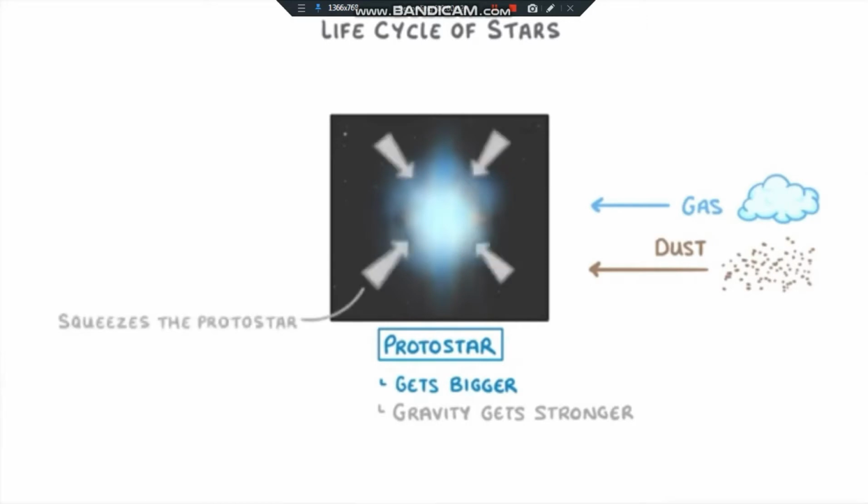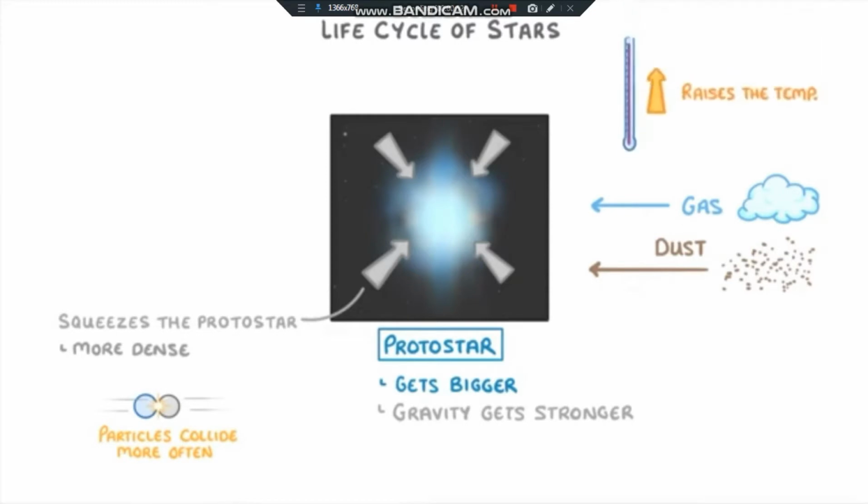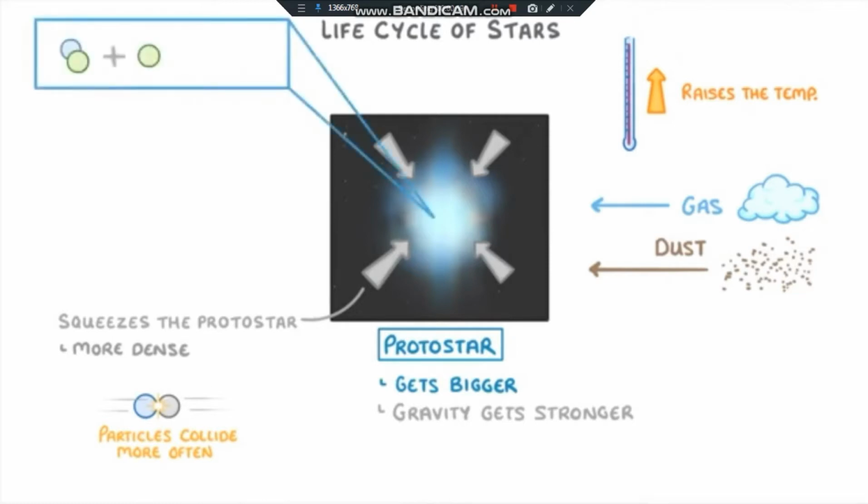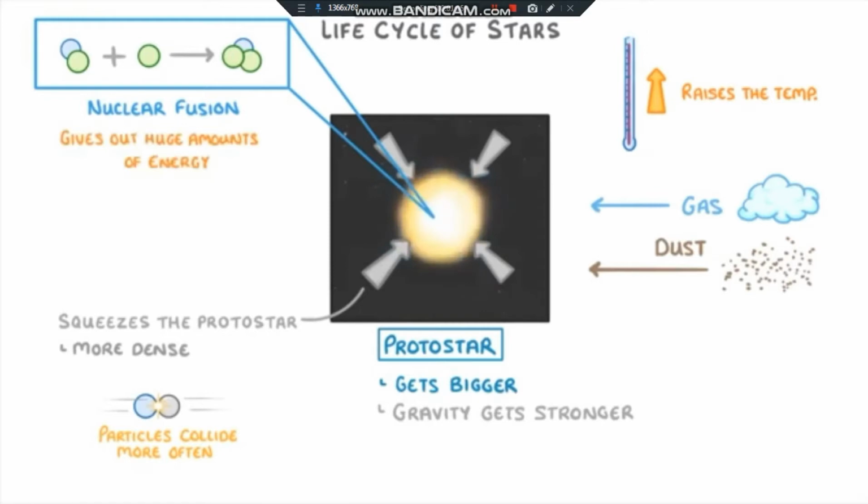The gravity also squeezes the protostar itself, making it more and more dense. This means that the particles inside it collide with each other more often, which in turn raises the temperature of the protostar. Then, when the temperature and pressure get high enough, hydrogen nuclei start to fuse together to form helium nuclei, in a process called nuclear fusion. This gives out huge amounts of energy, which keeps the core of the star hot. And it's at this point that we call it an actual star, or more precisely, a main sequence star.